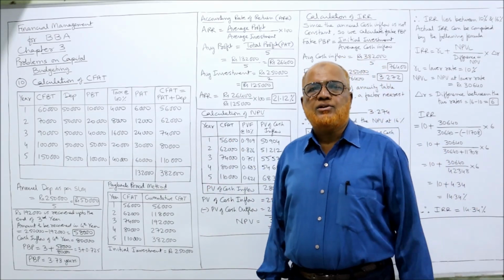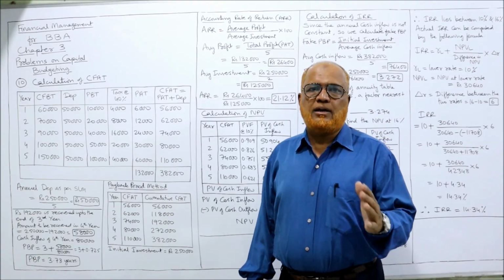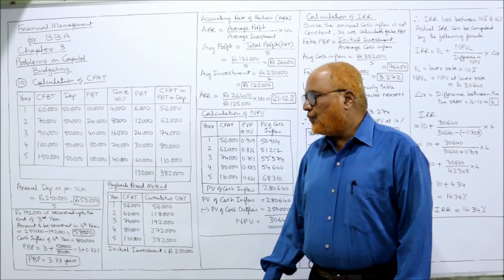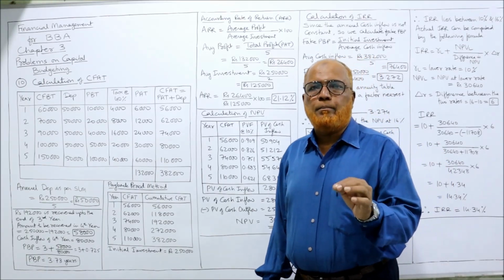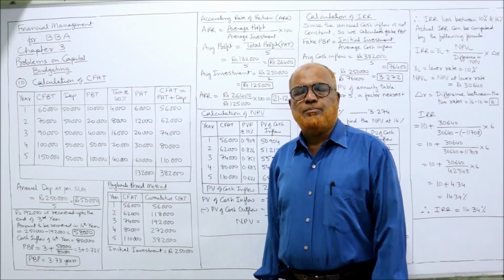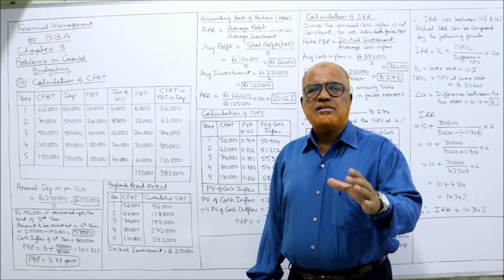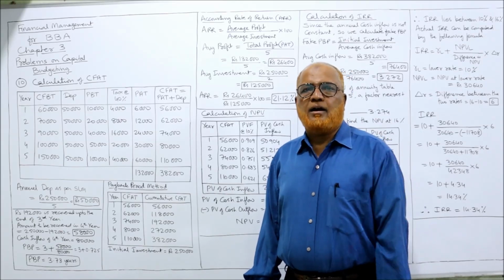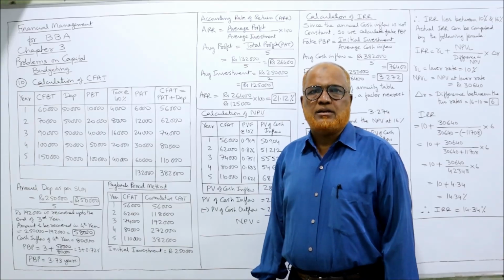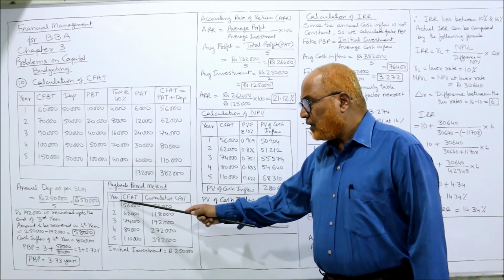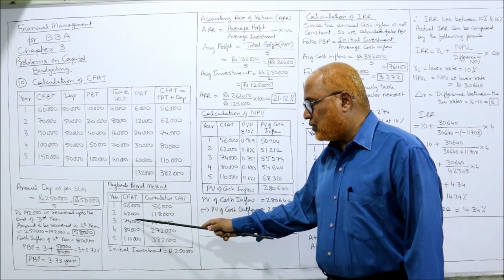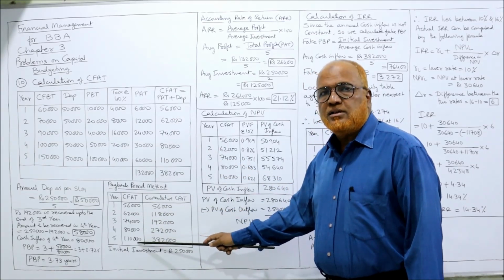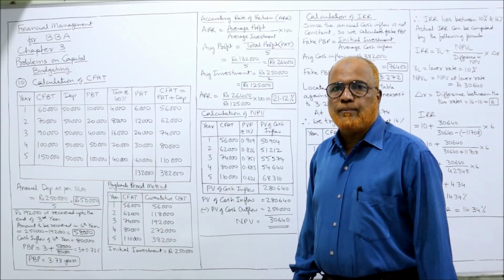These are the basic calculations we require for applying the different techniques. So first we will calculate payback period. This is a simple method of evaluating capital budgeting proposals. Payback period is the time required to get back our initial investment. So here CFAT, 56,000, 62,000, 74,000, all this CFAT. CFAT is nothing but cash inflows.